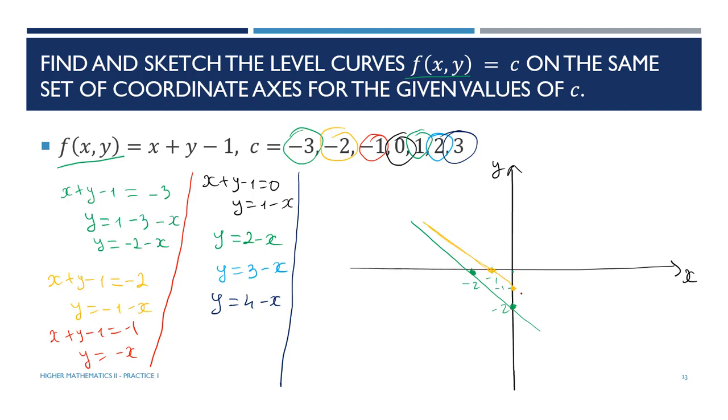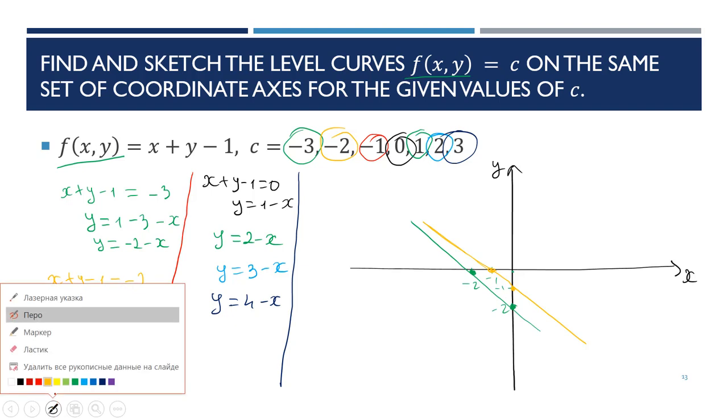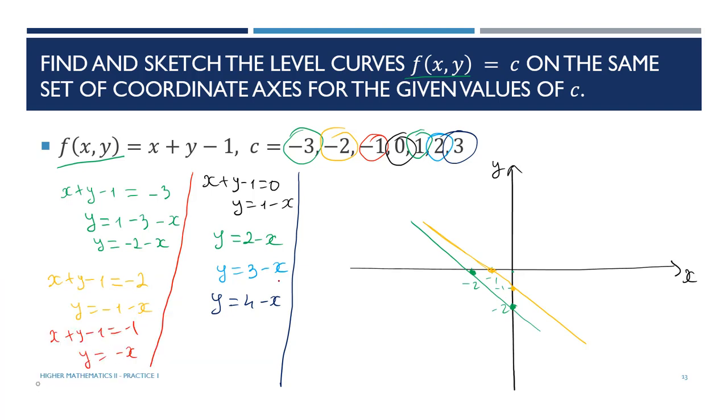These two lines should be parallel. In my case, it's not shown. The next one, y equals -x. When x equals 0, y is 0. This point, when x equals 1, y is -1. Okay, come here, this point. Connect them together again.